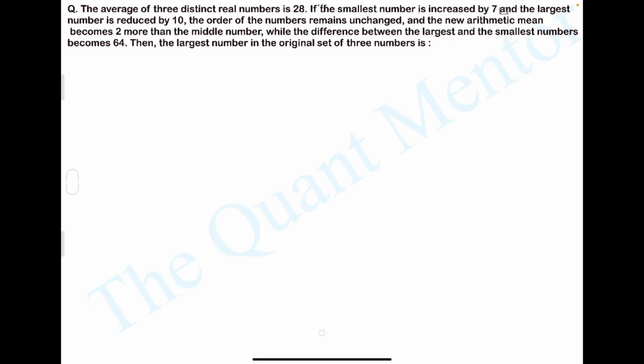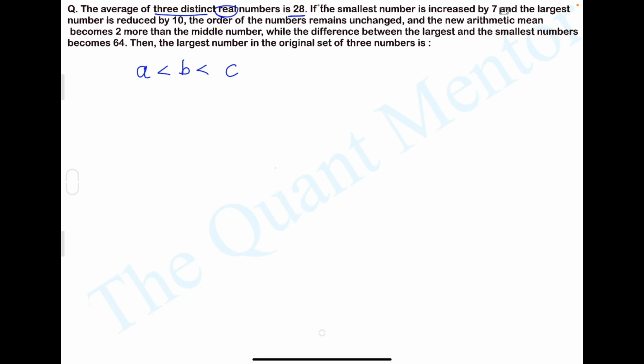The average of three distinct real numbers is 28. When they say real numbers, it could mean a diverse range of numbers, maybe positive or negative, or maybe zero, or maybe rational. I'm not sure. Let the three distinct real numbers be A, B, and C in that order. A is less than B, which is less than C. So C is the largest, B is in the middle, and A is the smallest.